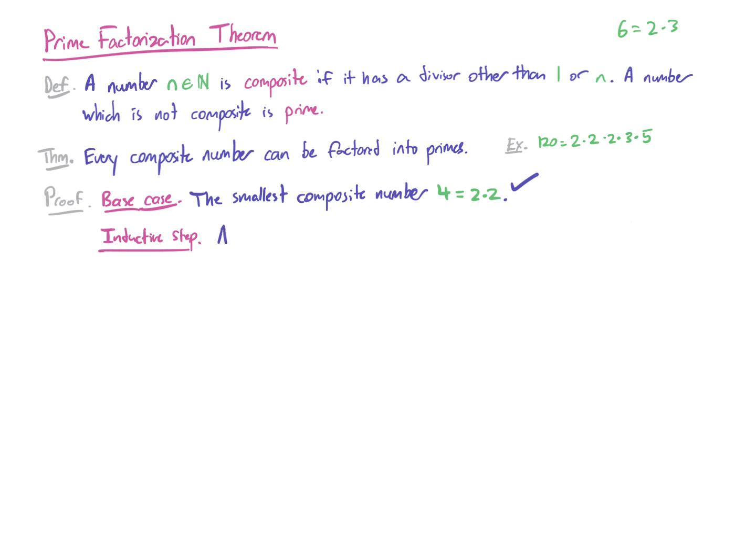So I'm going to assume, for all n less than or equal to k, that if n is composite, then n is factorizable into primes. So that's my inductive hypothesis.